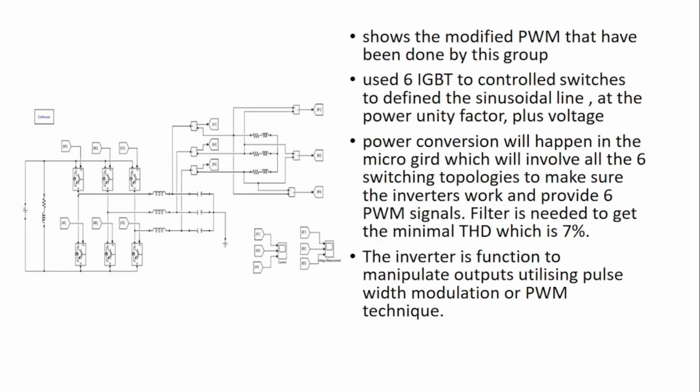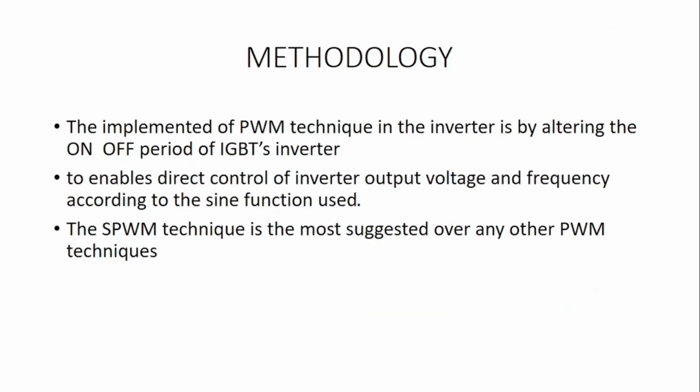So a filter is needed to get the minimal THD, which is 7%. This inverter functions to manipulate outputs utilizing the pulse width modulation or PWM technique. The implementation of the PWM technique in the inverter is by altering the on-off period of the IGBTs in the inverter. This enables direct control of inverter output voltage and frequency according to the sine function used. The SPWM technique is the most suggested over any other PWM techniques.